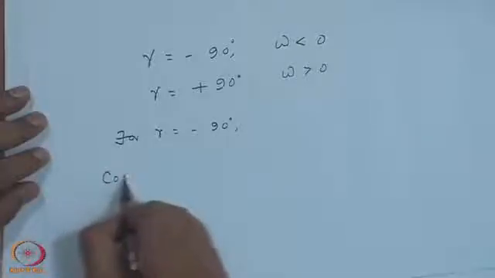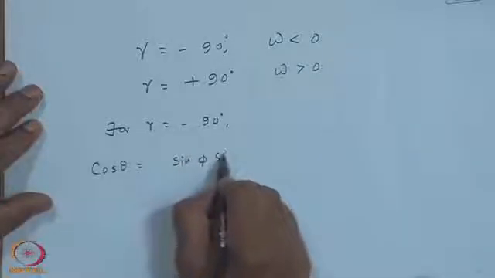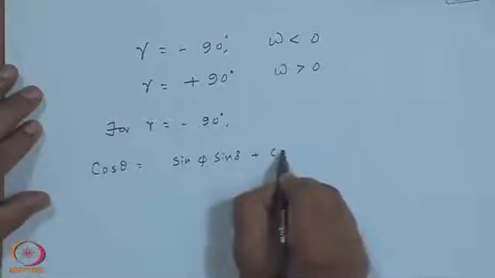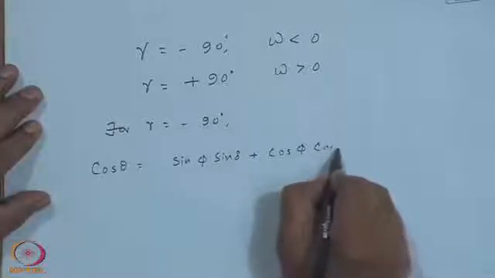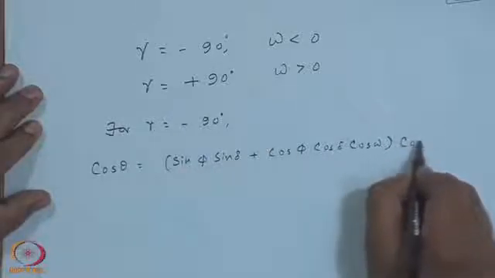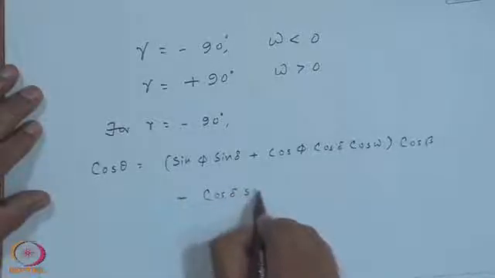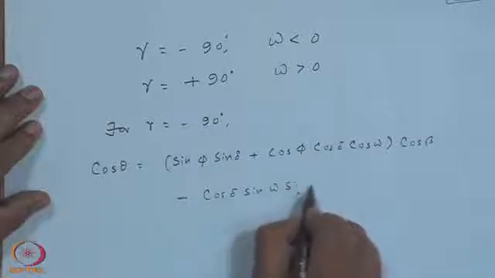cos theta, we have our general equation cos theta is equal to a cos omega plus b sin omega plus c, and in that a, b, c are defined in terms of phi, beta, delta and gamma, and you put them and write it down with gamma equal to minus 90, you will have a simpler expression: (sin phi sin delta plus cos phi cos delta cos omega) times cos beta minus cos delta sin omega sin beta.